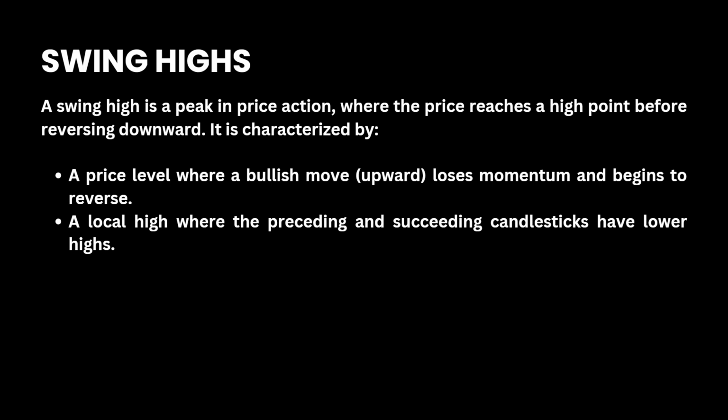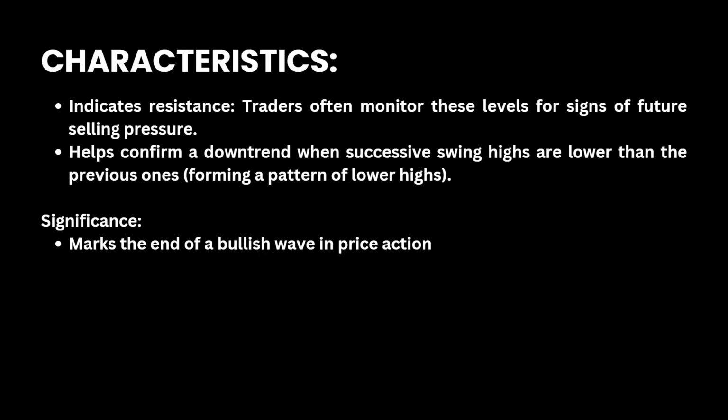One of the characteristics is also a local high where the preceding and succeeding candlesticks have lower highs. I don't know if you are getting it. We are still going to get to that very soon. It indicates resistance, right? Traders often monitor these levels for signs of future selling pressure. It helps to confirm a downtrend when successive swing highs are lower than the previous ones. Don't worry, you will get to understand this. We are just starting with structure. A structure is either a high or a low. Its significance is that it helps mark the end of a bullish wave in price action.